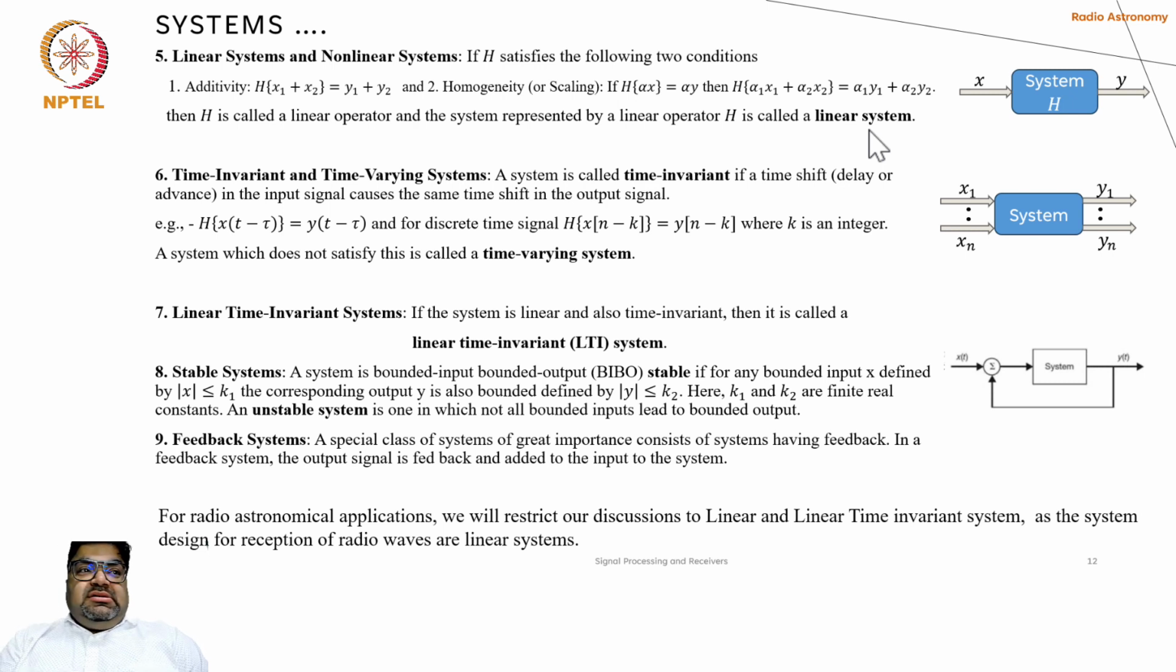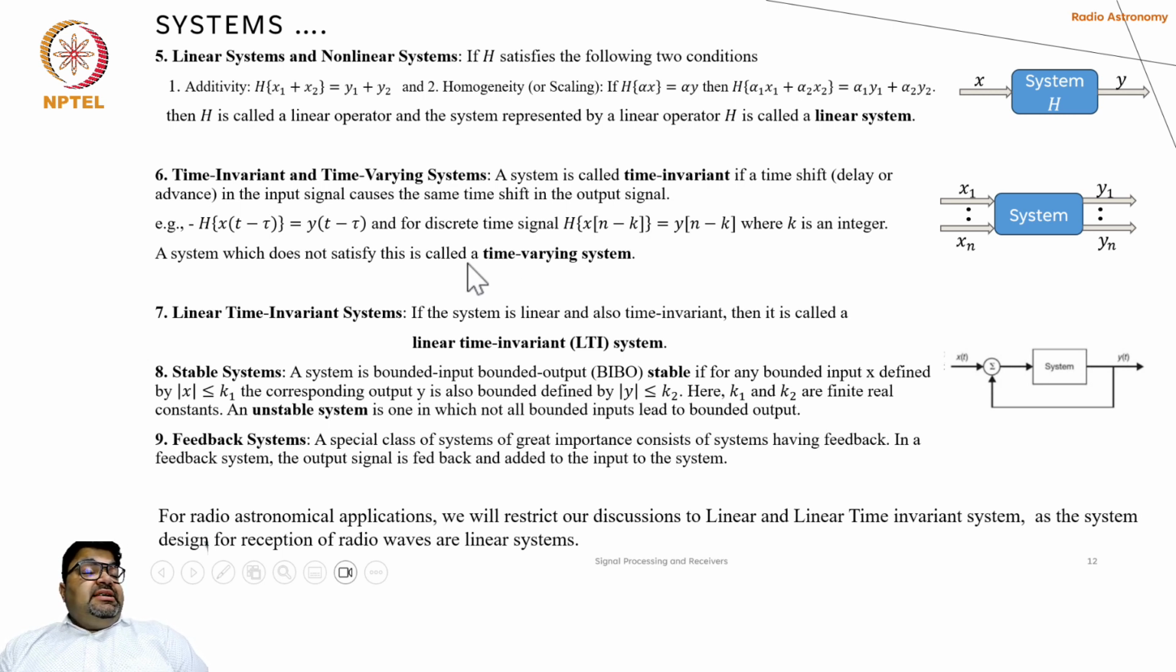And if it is not, then it's called a nonlinear operator. Supposedly H of (x1 + x2) is y1 + y2, and H of (alpha1 x1 + alpha2 x2), where alpha1 and alpha2 are just scaling factors, is equal to alpha1 y1 + alpha2 y2. Then H is called a linear operator or also a linear system. If not, then it is called a nonlinear operator or nonlinear system.